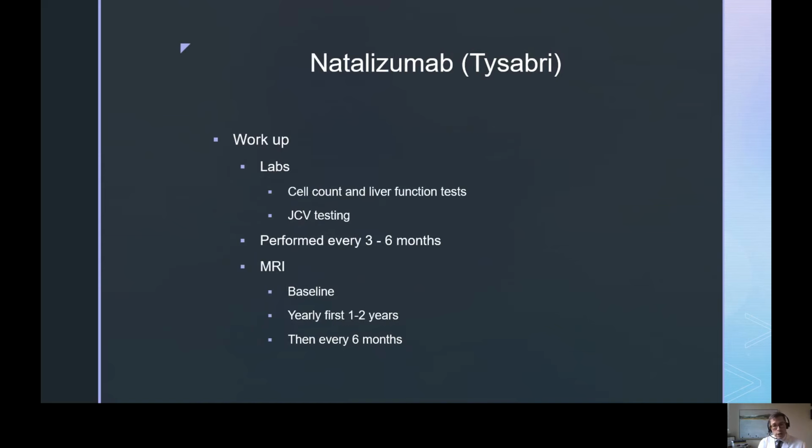The workup required prior to starting Tysabri includes laboratory testing, checking your cell counts and liver function tests, and also a blood test for the JC virus. These labs are typically performed every 3 to 6 months, and the JC virus testing is usually performed quarterly after the first 2 years of being on Tysabri. An MRI is also performed prior to starting the medication, and then usually yearly within the first couple of years, but after 2 years, because the risk of PML does go up, MRIs are typically performed every 6 months.